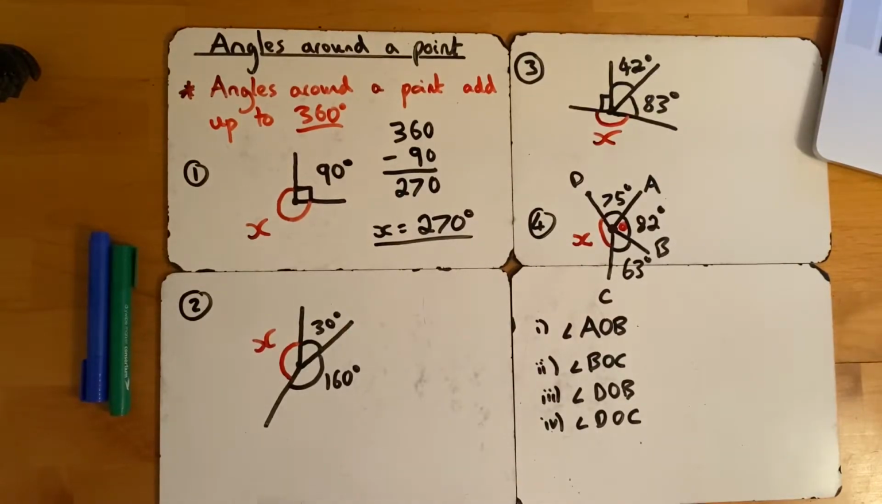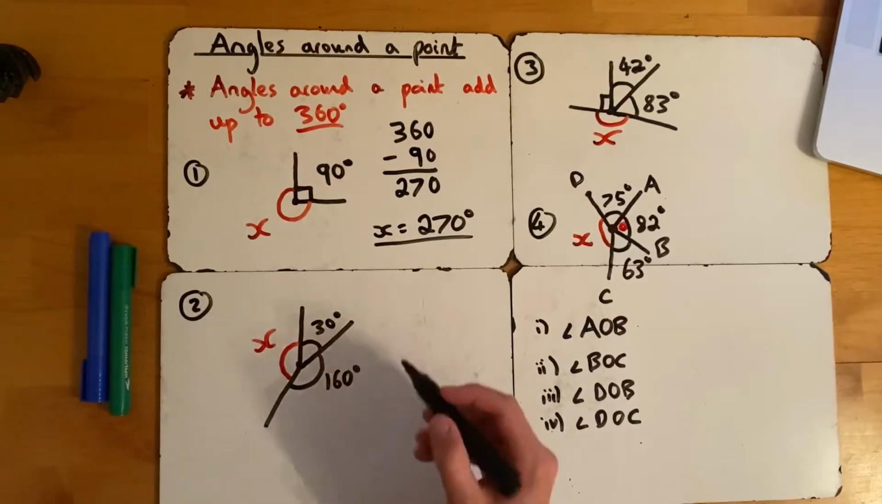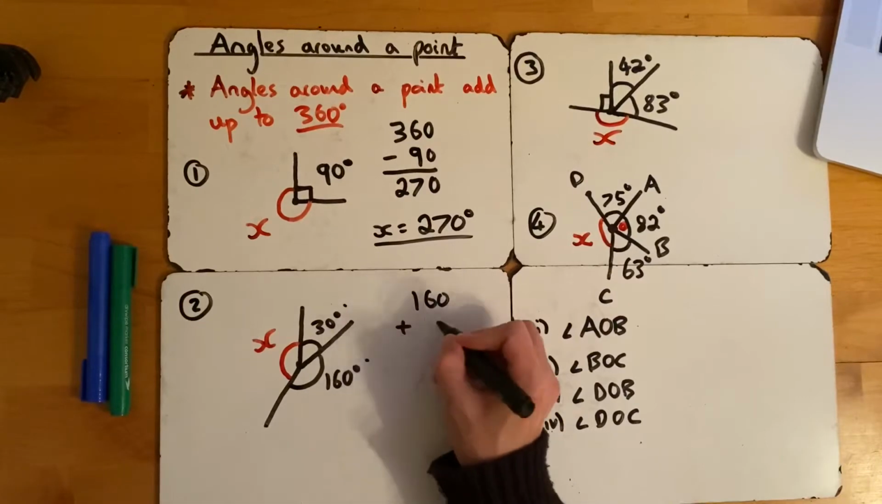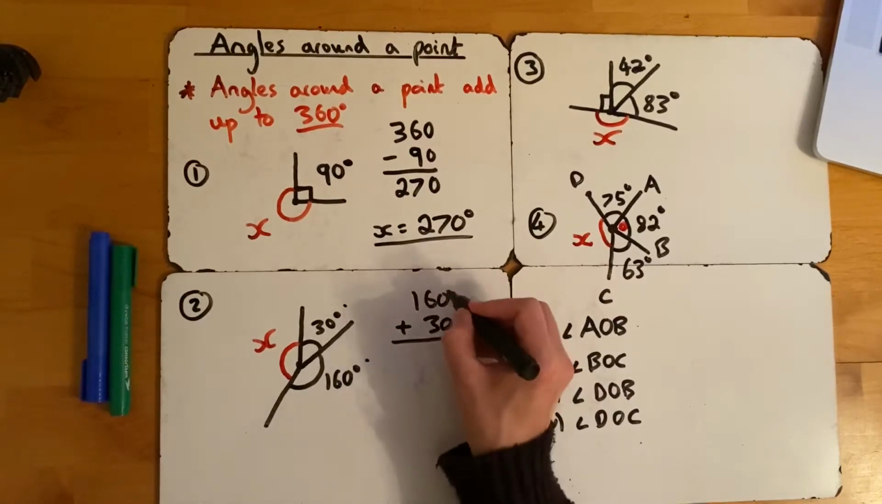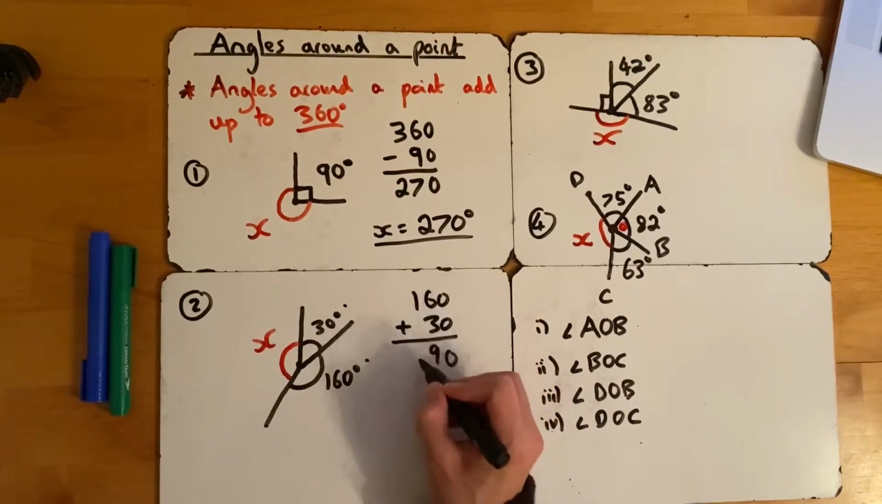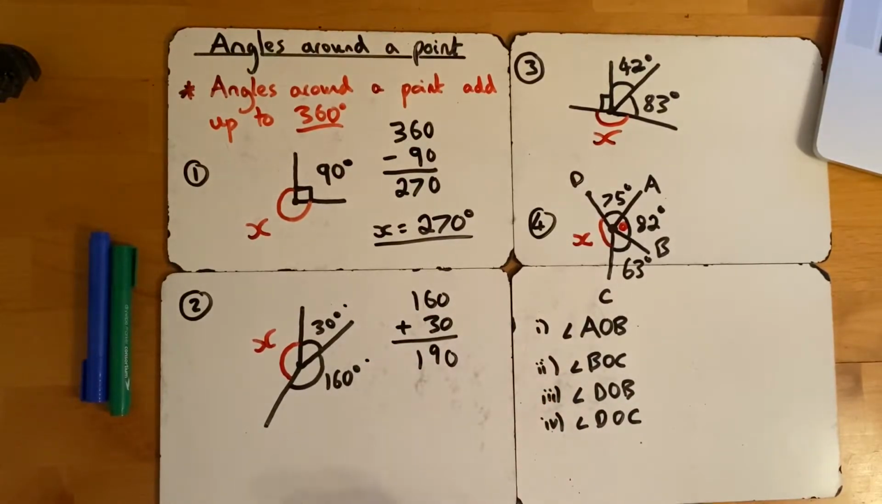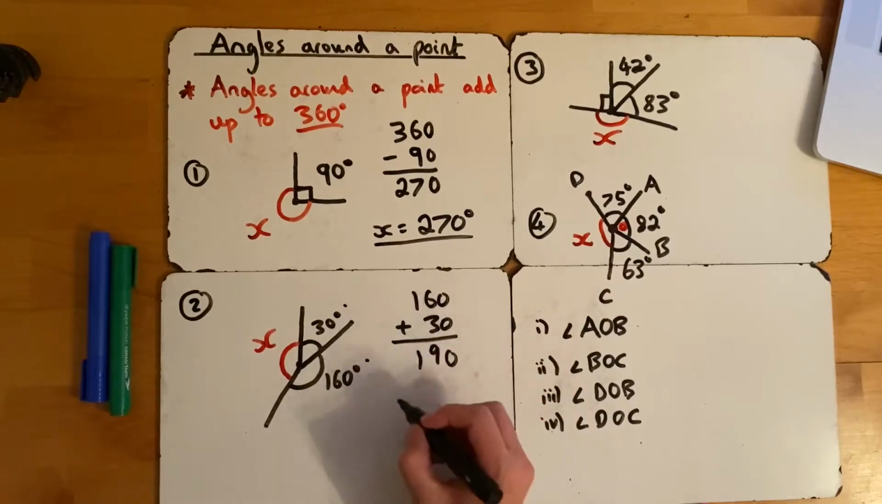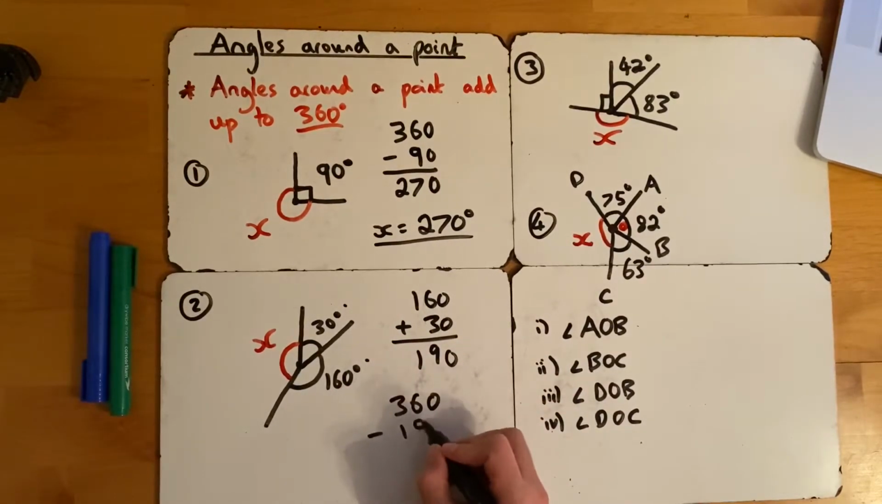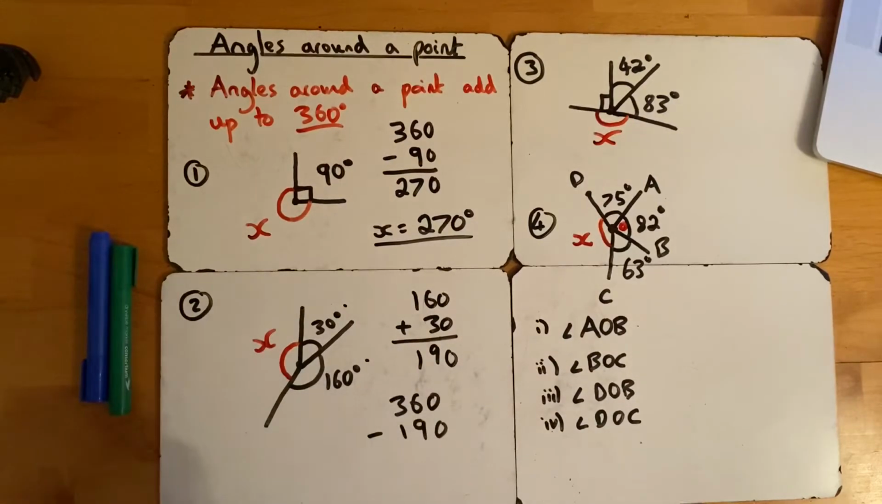Question 2. This one here, they all add up to 360. So you've got to add up the angles that you know. So add up 160 and 30. Column method, 0 plus 0 is 0. 6 plus 3 is 9 and 1. So that's 190 degrees. And then you take your answer and you take it away from 360. So 360 take away 190.